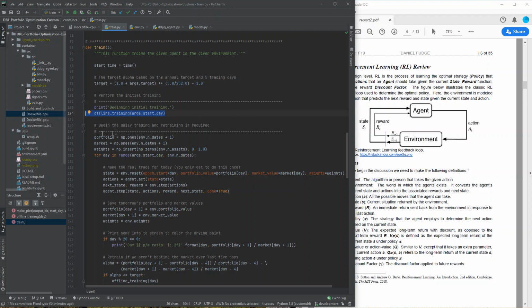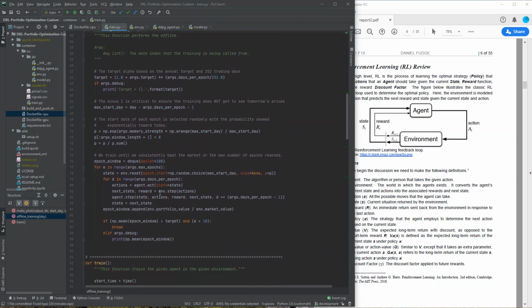And that's what this is, offline training. It goes in, and let's jump to the offline training. What it's going to do is get in here, and it determines a target, because in this particular case, it's another command line argument.